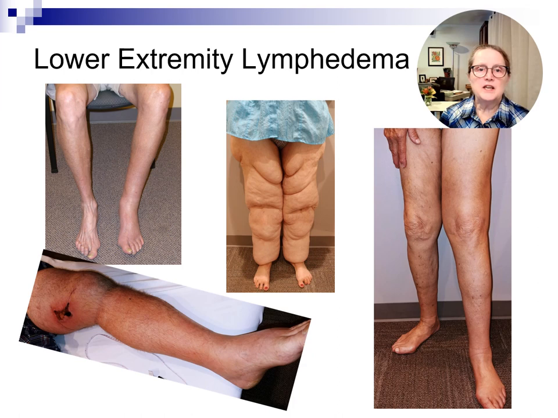Here are examples of lower extremity lymphedema. A male whose saphenous vein was stripped for heart surgery, a female with lipedema, a male with cancer in his left groin area, and a male with a deep tissue trauma from a motor vehicle accident. As you can see in these pictures, it is quite common to see lower extremity lymphedema for non-cancer related reasons.